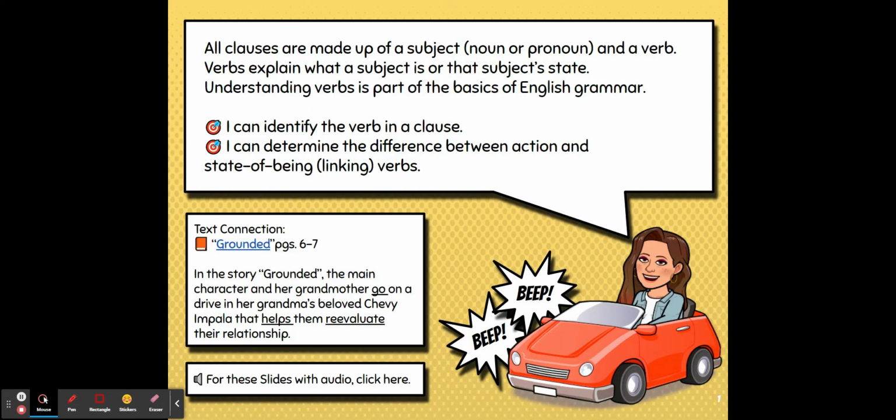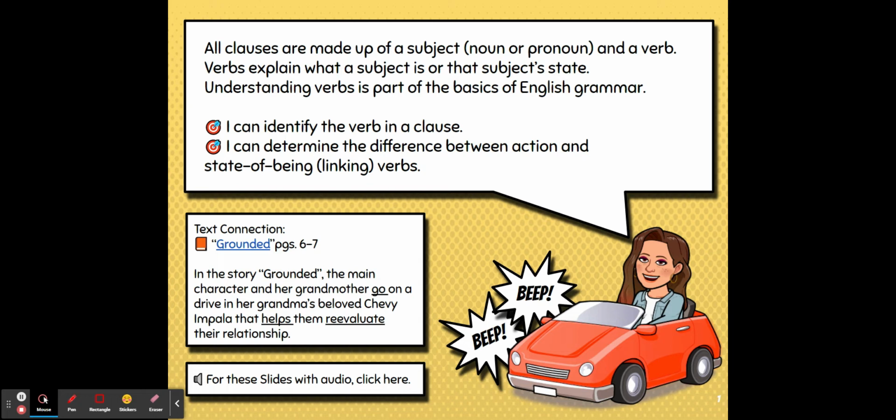Verbs. They're what you do. So let's talk about verbs today. All clauses are made up of a subject, noun or pronoun, and a verb. Verbs explain what a subject is or that subject's current state, meaning what the subject is currently doing. So understanding verbs is part of the basics of English grammar.